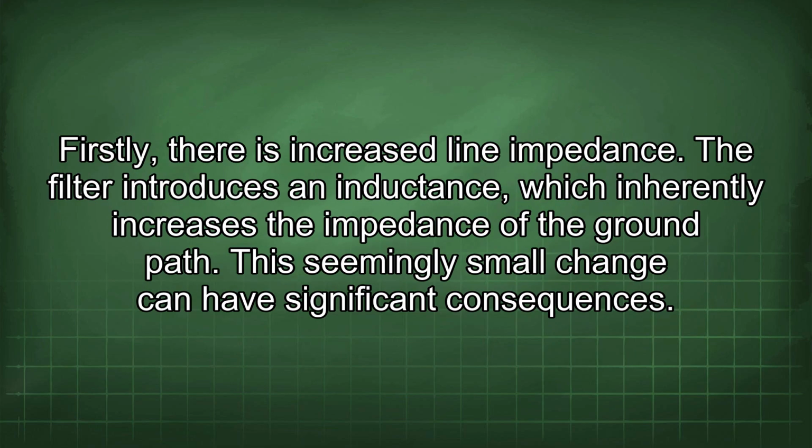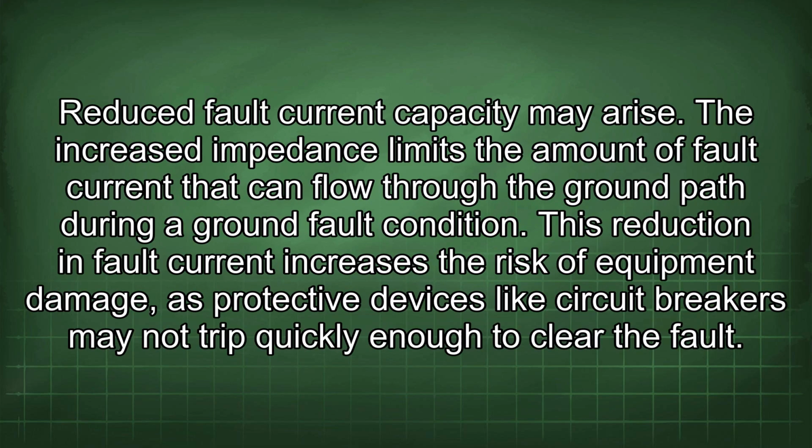Firstly, there is increased line impedance. The filter introduces an inductance which inherently increases the impedance of the ground path. This seemingly small change can have significant consequences. Reduced fault current capacity may arise. The increased impedance limits the amount of fault current that can flow through the ground path during a ground fault condition. This reduction in fault current increases the risk of equipment damage, as protective devices like circuit breakers may not trip quickly enough to clear the fault.